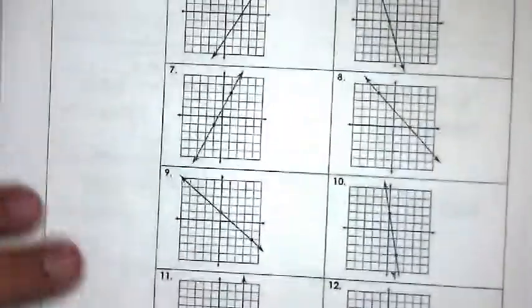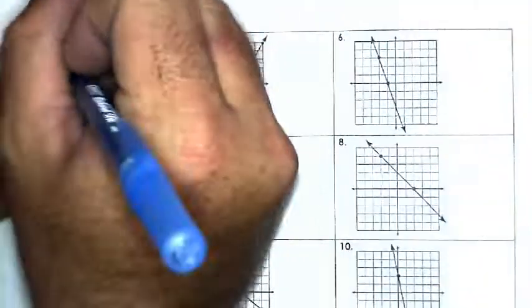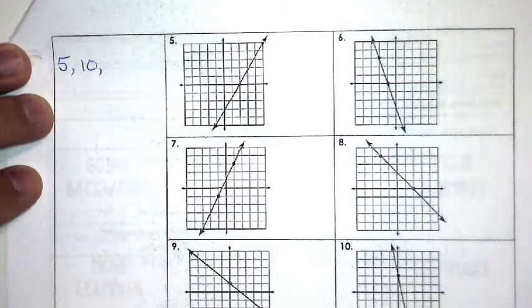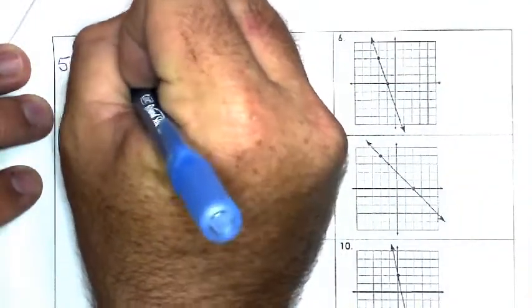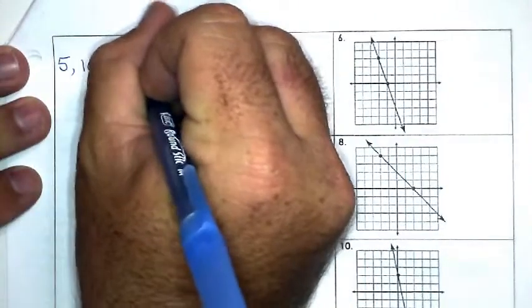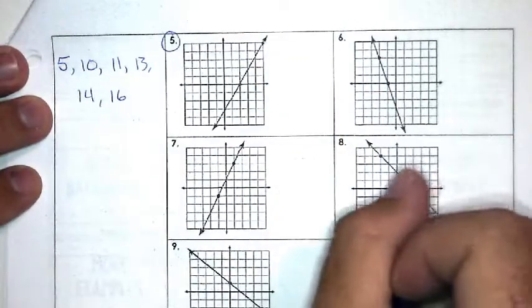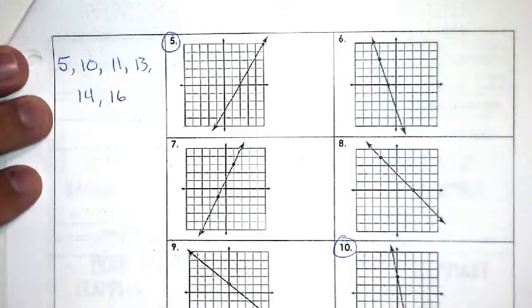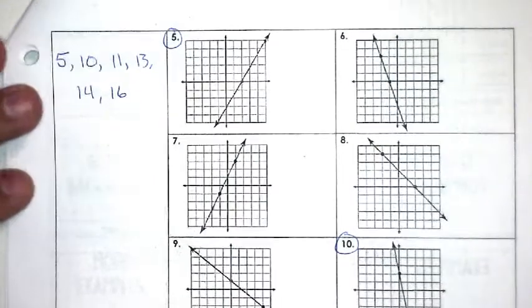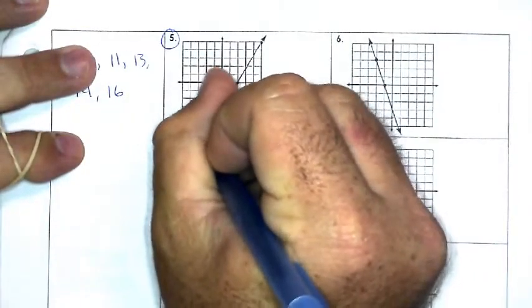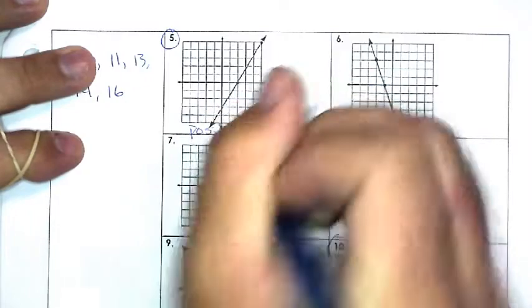Okay, we are going to do examples 5, 10, 11, 13, 14, and 16. Example 5 first. Identify your type of slope. What type of slope do I have? Positive. So my numerical value of the slope should be a positive. Okay, so let's make sure we do that correctly.